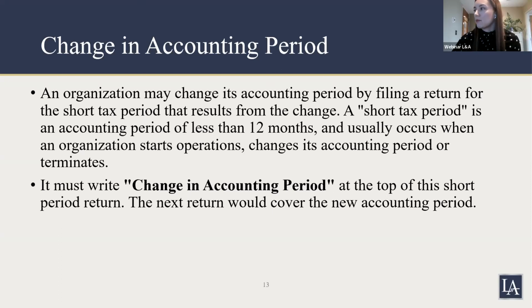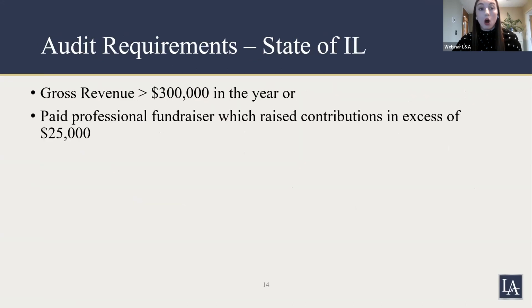All right, thanks, Jack. I'm going to move on to talking about audit requirements for nonprofits and how it relates to the tax return and items that Jack just discussed. So for the state of Illinois, an audit is required for a nonprofit organization if one of the following has occurred in the fiscal year. The first is if gross revenues are in excess of $300,000. Please note that this is gross revenues, not netted against expenses. So total contributions received or donations in the year exceeds $300,000. Or if the nonprofit paid a professional fundraiser and the fundraiser raised contributions in excess of $25,000.